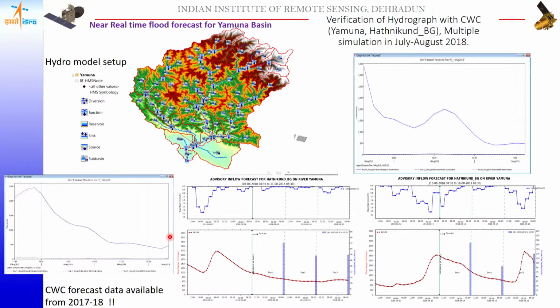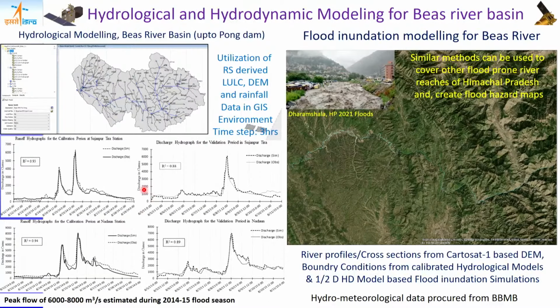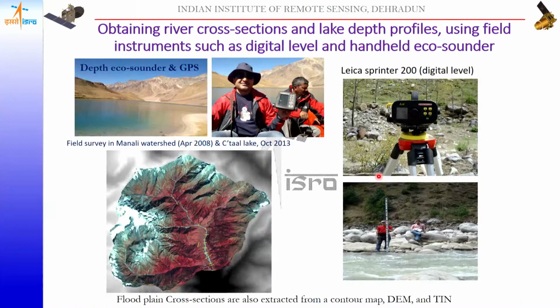And the same has been done for the Yamuna river, the simulation we have done in the model, and this is the Central Water Commission forecast. And for the Beas Basin, 2014-15, these are calibrated hydrological models, and then these calibrated hydrological models are integrated with the digital elevation model and hydrodynamic models to see the inundation scenario in the Beas River Basin.